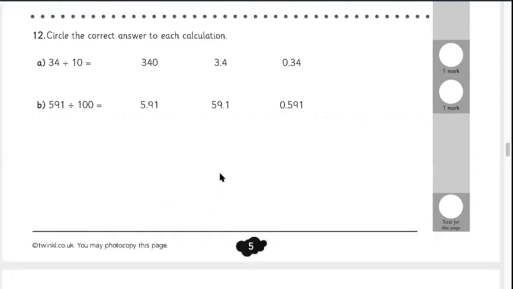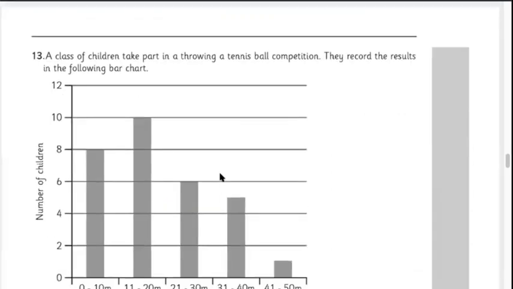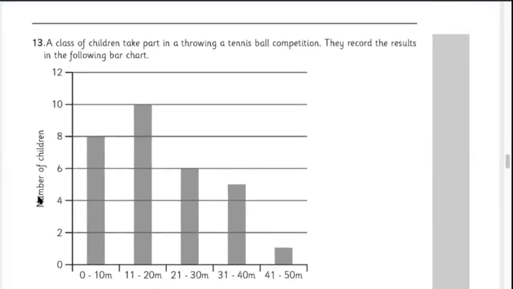Right, so let's have a look at question 13 together. Any questions so far? Hands up. Or are we okay? Right, okay. So, question 13, it says, a class of children take part in throwing a tennis ball competition. They record the results in the following bar chart. Now, we've just done bar charts, so that makes things nice and easy. Right, so we've got here on our y-axis number of children and our x-axis the distance that they threw, and it's grouped them into different distance groups.